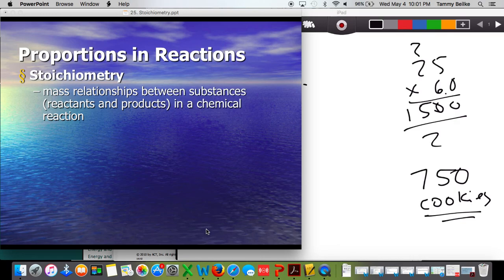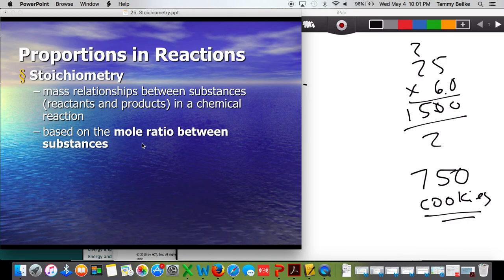Stoichiometry, the definition of it, is that it's a mass relationship between substances. This could be reactants and products. It could be just reactants. It could be just products. It doesn't really matter. Okay? So as long as you're looking at the mass relationship between the two substances.